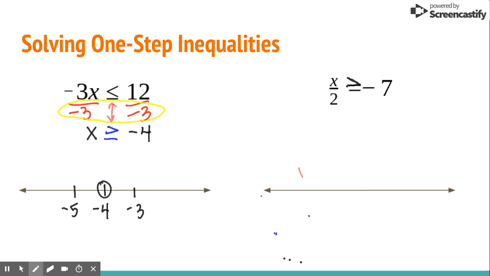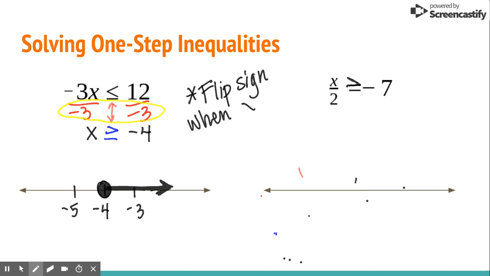Open circle. I'm going to look at my new inequality symbol, greater than or equal to, so now it's closed. Greater than goes to the right. Do not look at your original inequality symbol. Look at your new one that you flipped. So remember, flip the sign when you multiply or divide by a negative number.